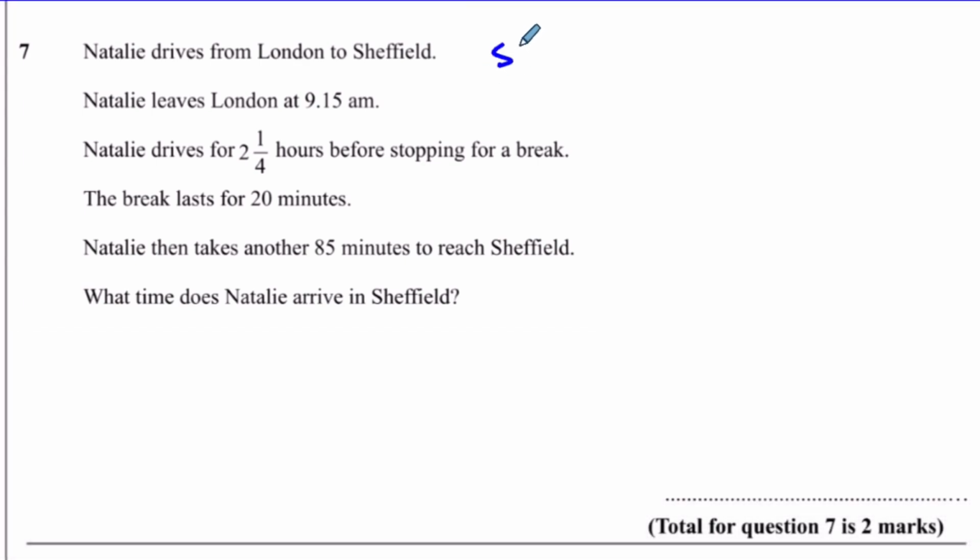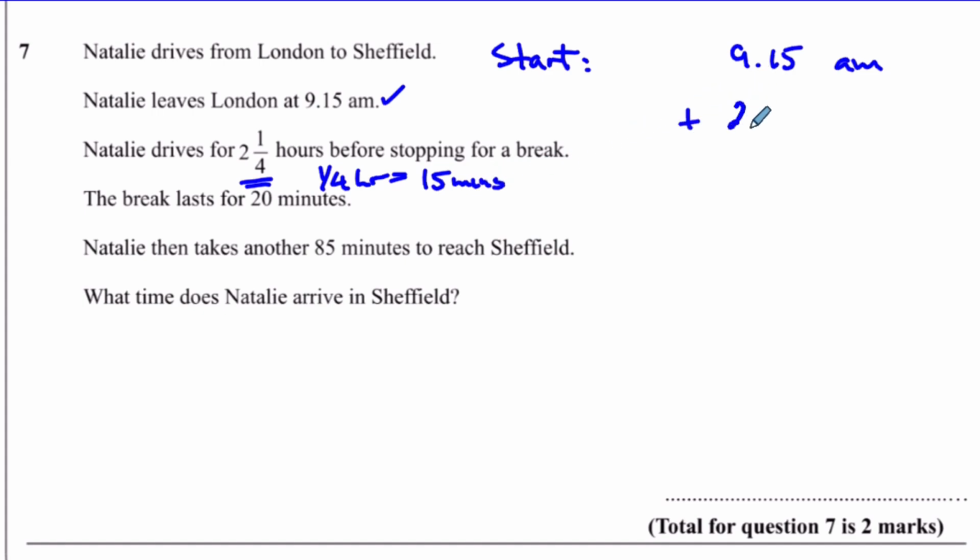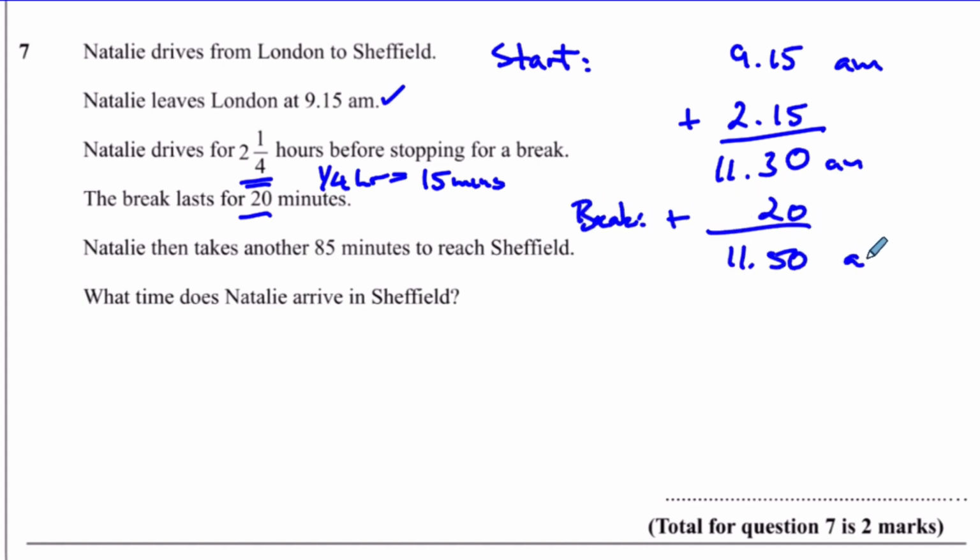Okay, step by step. So she starts at 9:15 a.m. and she drives for 2¼ hours. My starting point is that a quarter of an hour is 15 minutes. So we do 9:15 plus 2:15 and we get 11:30 a.m. The break lasts for 20 minutes. So we add another 20 minutes and we get 11:50 a.m.